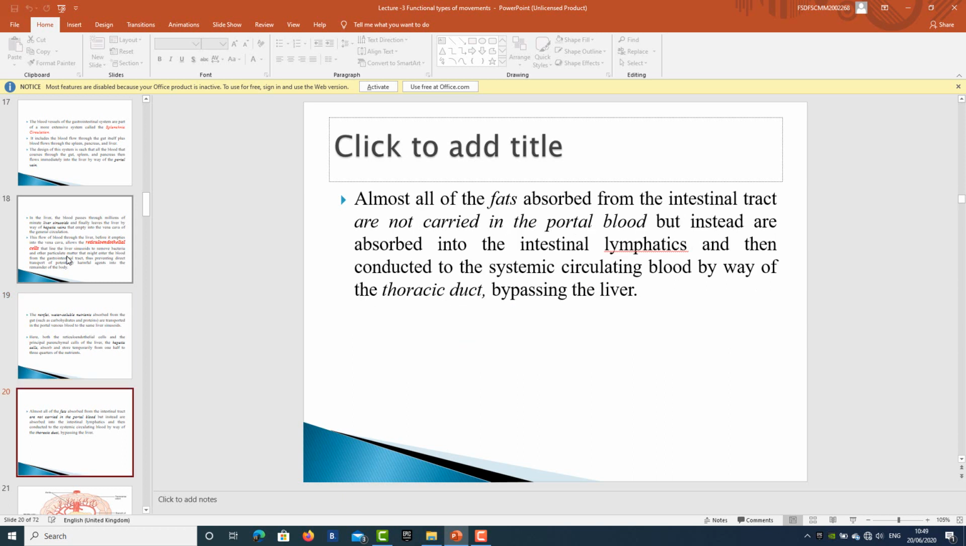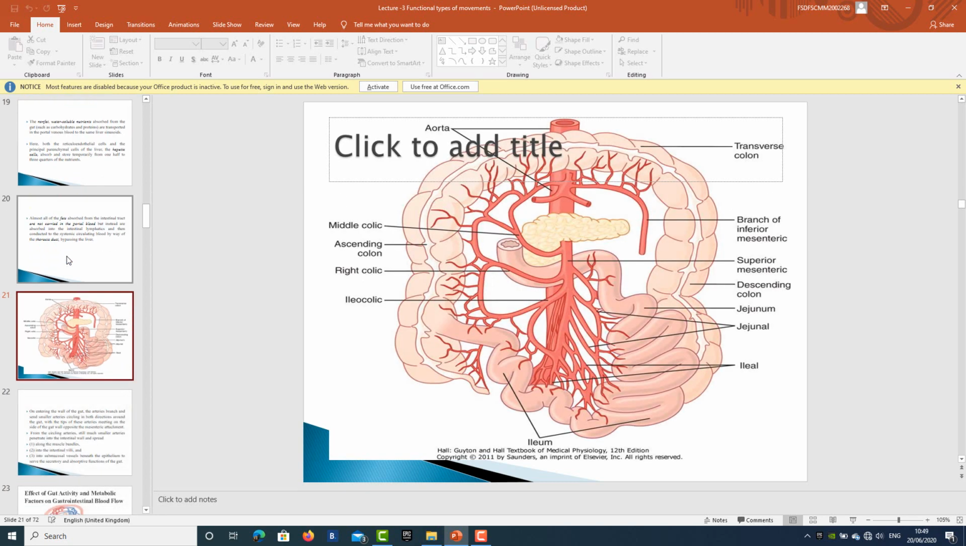Almost all of the fats absorbed from the intestinal tract are not carried in the portal blood but instead are absorbed into the intestinal lymphatics and then conducted to the systemic circulating blood by way of the thoracic duct, bypassing the liver. See how this whole splanchnic circulation is taking place.